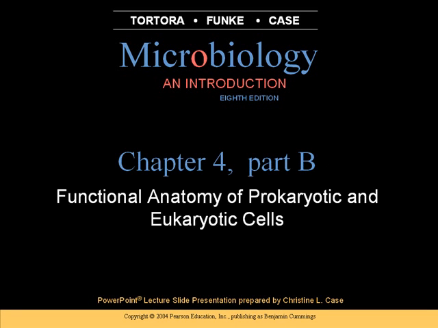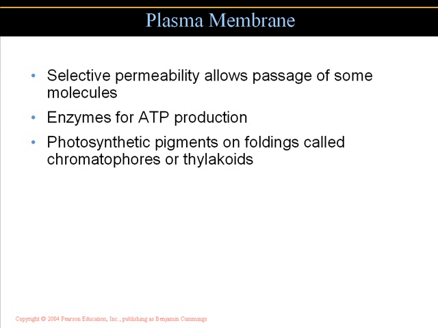This is Dr. Morrison. We're going to go ahead and finish the lecture series on Chapter 4. This will be Part B, again, functional anatomy of the prokaryotic and the eukaryotic cell. Now, we were talking about the plasma membrane before we broke.